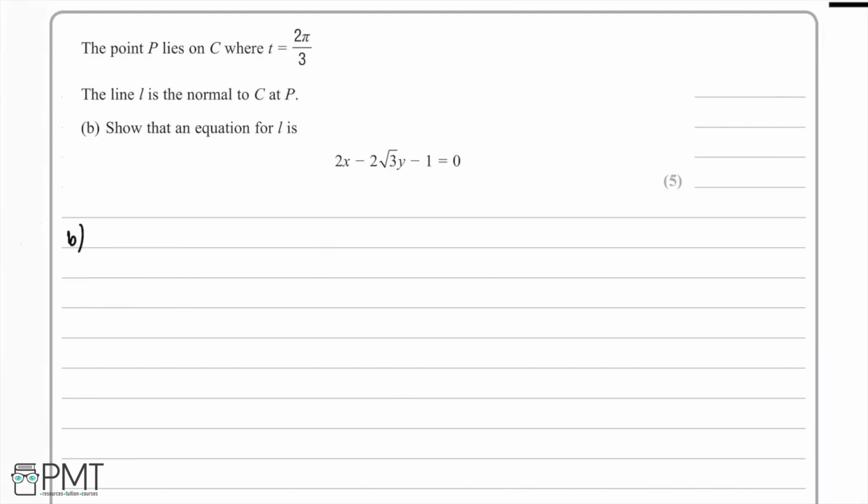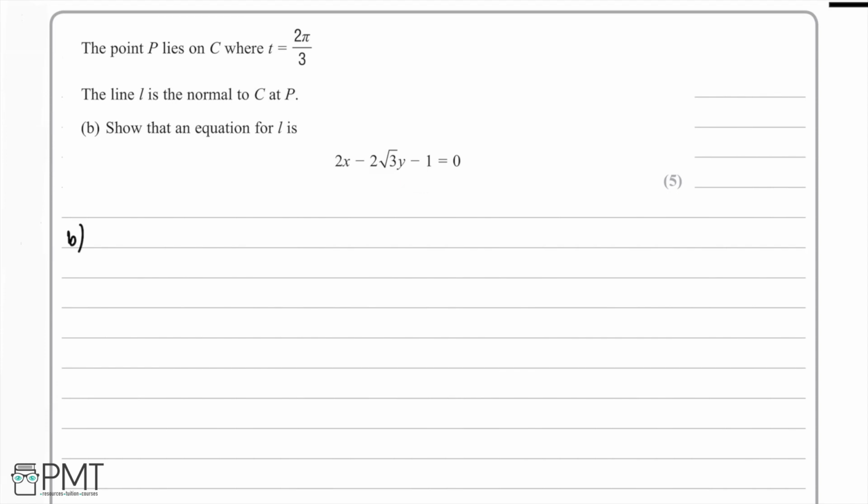So now moving on to part B of this question, we're given some further information. We're told that the point P lies on C where t is equal to 2 pi over 3, and then we're told that the line L is normal to C at P. And what we're asked to do is show that an equation for L is 2x minus 2 root 3y minus 1 is equal to 0.